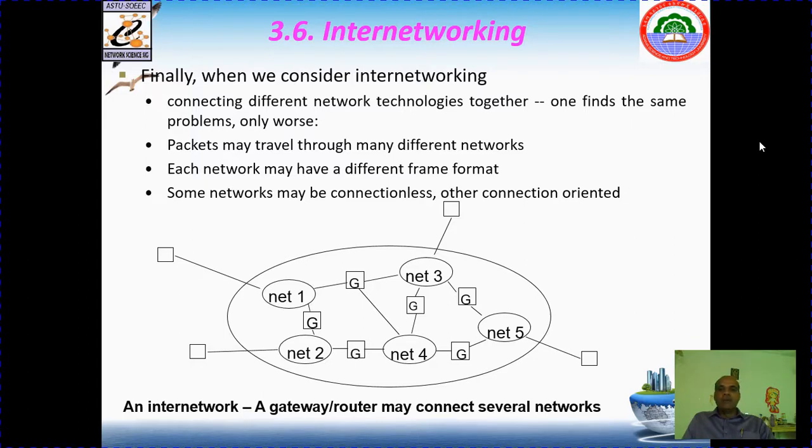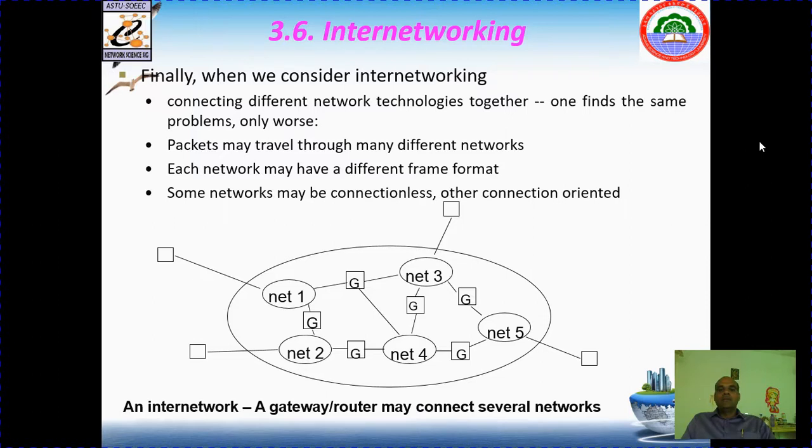As we know, across the globe we have various categories of networks. Let us assume there are three cases: source and destination are in the same network; source and destination are in different networks but of the same type; or source and destination are in two different networks of different categories. In this case, conversions as well as deconversions are more. So when connecting different network technologies together, one finds the same problems.